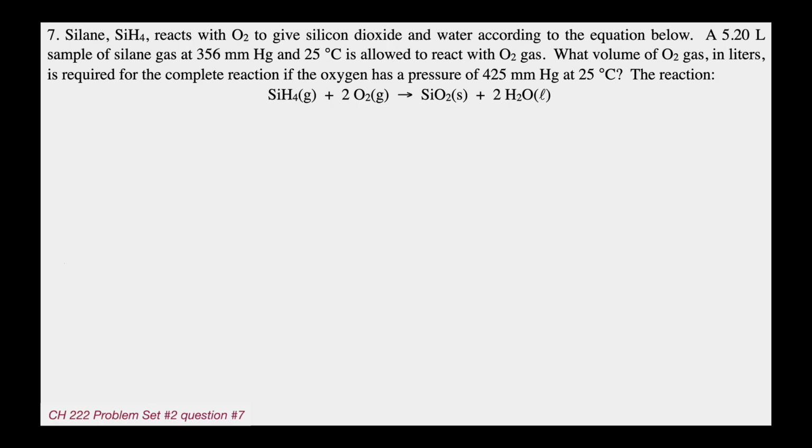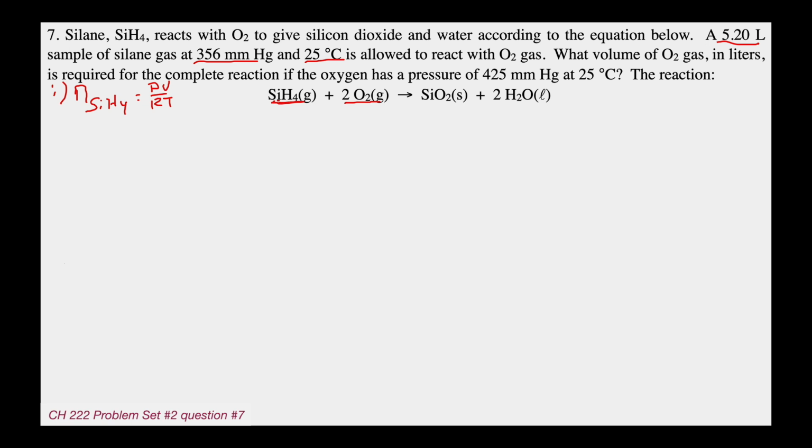Okay, this problem, there are several ways you can do it, but the way that I'm going to push you towards is we're going to use good old stoichiometry. That means that 1 mole of SiH4 needs 2 moles of O2. If you dig through this problem, you've got a volume of silane, a pressure of silane, and a temperature of silane. So in the first part of this problem, we're going to find the moles n of SiH4, and that's going to be PV over RT.